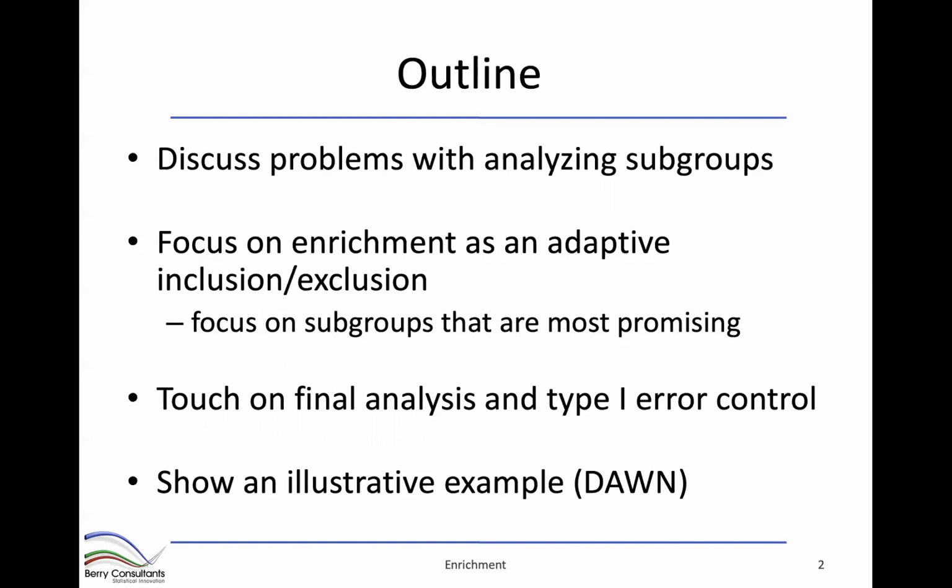We're going to touch on final analysis methods and type 1 error control options, but we're really going to focus primarily on enrichment as an enrollment mechanism. So we're going to spend a little bit of time on final analysis and type 1 error control, but that's really a topic that is broader than this webinar. And finally, we're going to show an illustrative example, which is the DAWN trial, which was published in the New England Journal of Medicine in 2017.